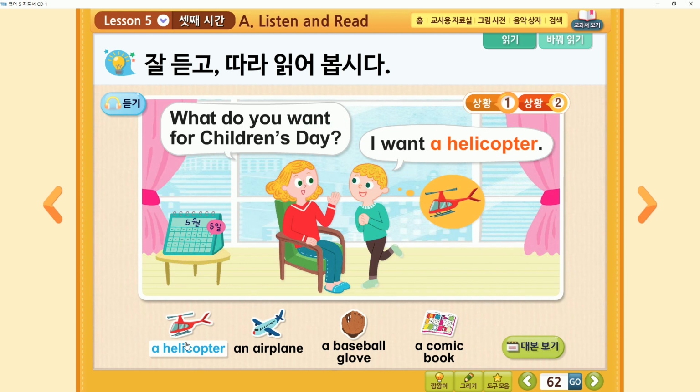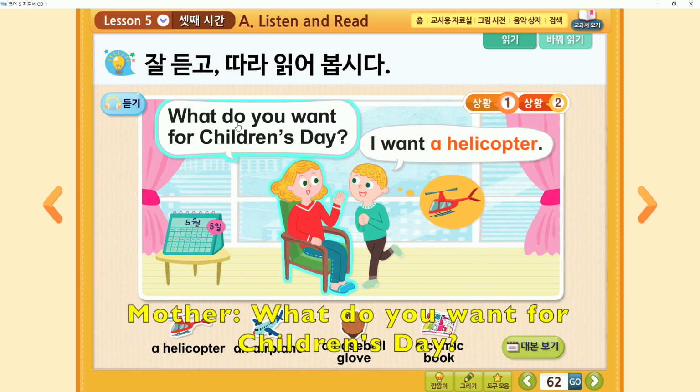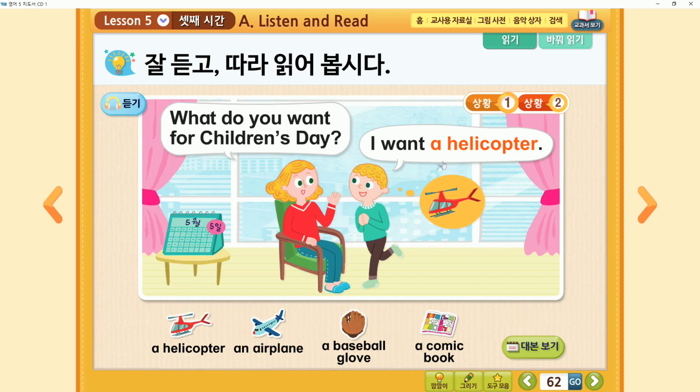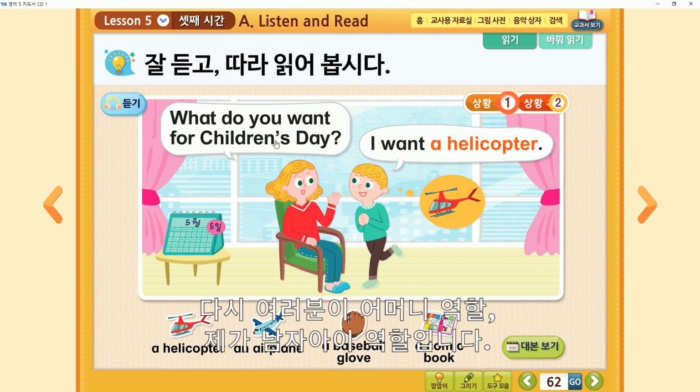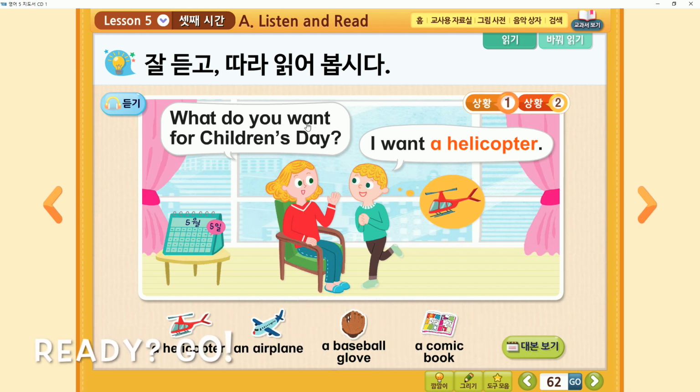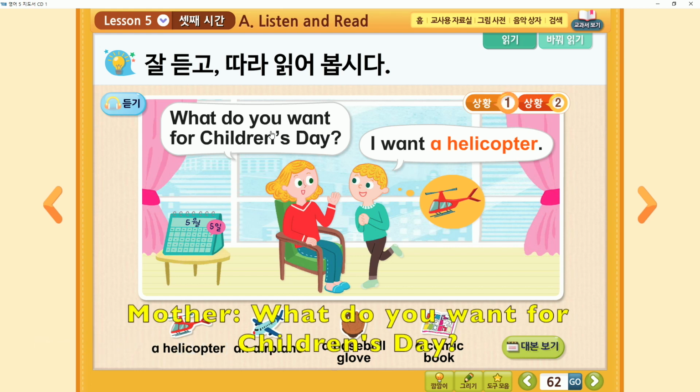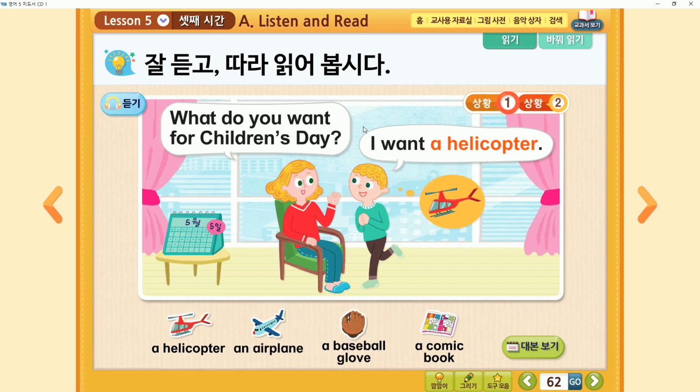Let's go. A helicopter. I want a helicopter. Now switch the role. Ready? Go. What do you want for Children's Day? An airplane. You are the mother and I'm the boy. Ready? Go. I want a helicopter. Now let's switch. Ready? Go.